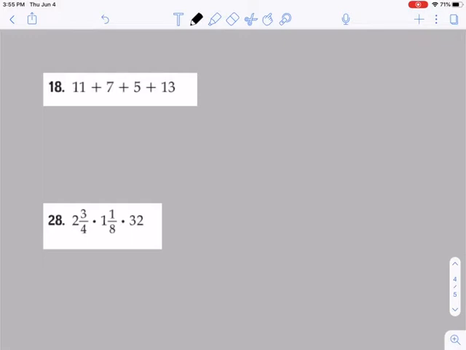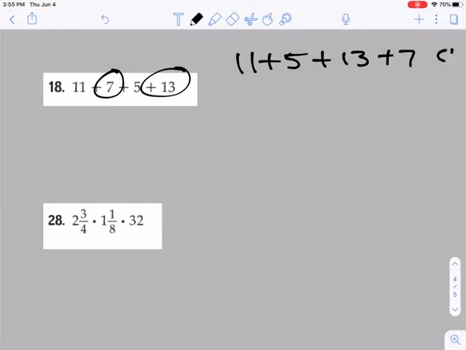So we've got number 18. We've got 11 plus 7 plus 5 plus 13. So the way we can use these properties is I look at this and I say, you know what? I know if I add 7 and 13, I'm gonna get a number ending in a 0, and I want that. So I'm gonna do that. I'm gonna leave 11 here. I'm gonna go plus 5, and I'm gonna go plus 13. I'm gonna put that 7 all the way at the end.